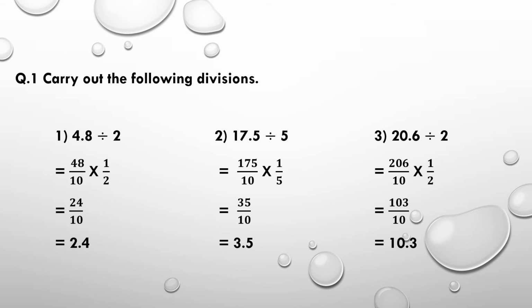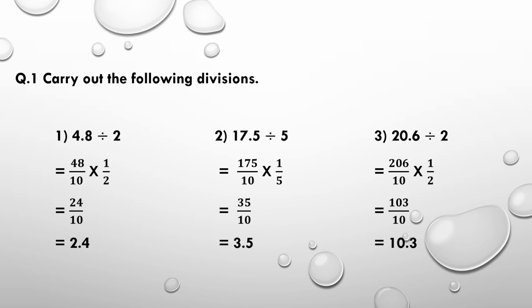Second, 17.5 divided by 5. Again the same, instead of 17.5 we will use the fraction 175 upon 10. Instead of division we will use multiplication, and we will use the reciprocal of 5, that is 1 upon 5. After multiplying and reducing the fraction, we will get the answer as 35 upon 10. So the answer is 3.5.